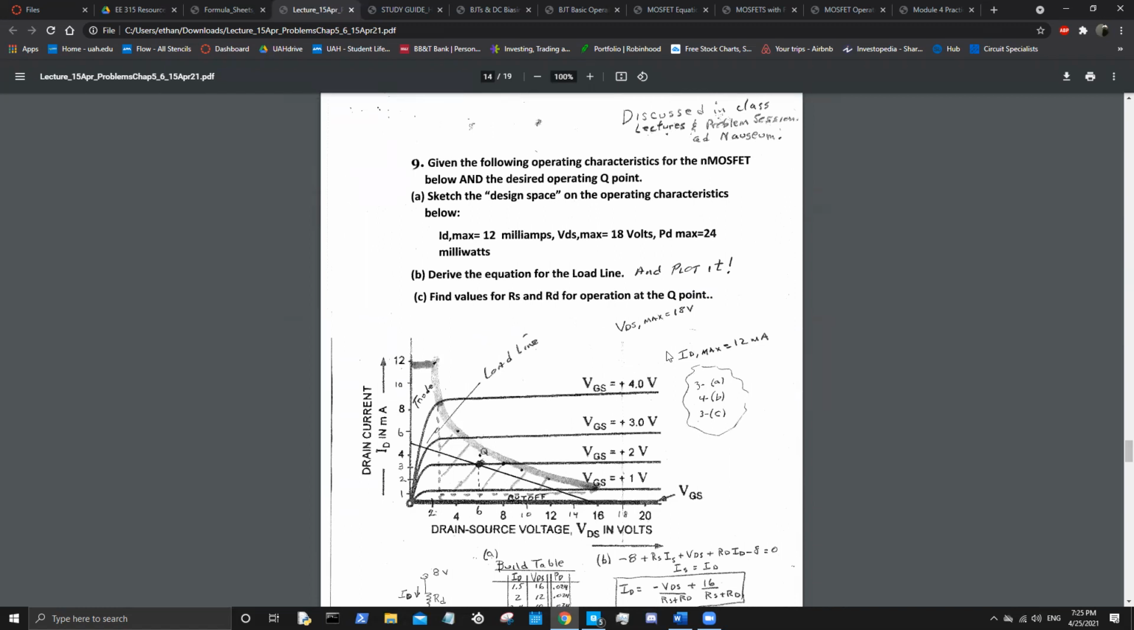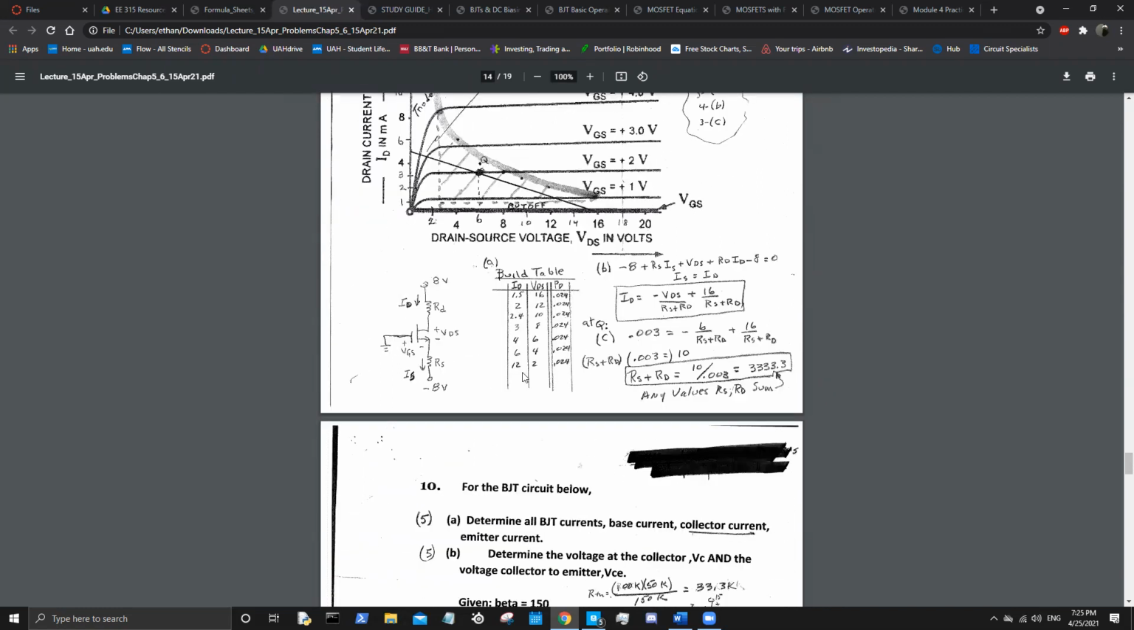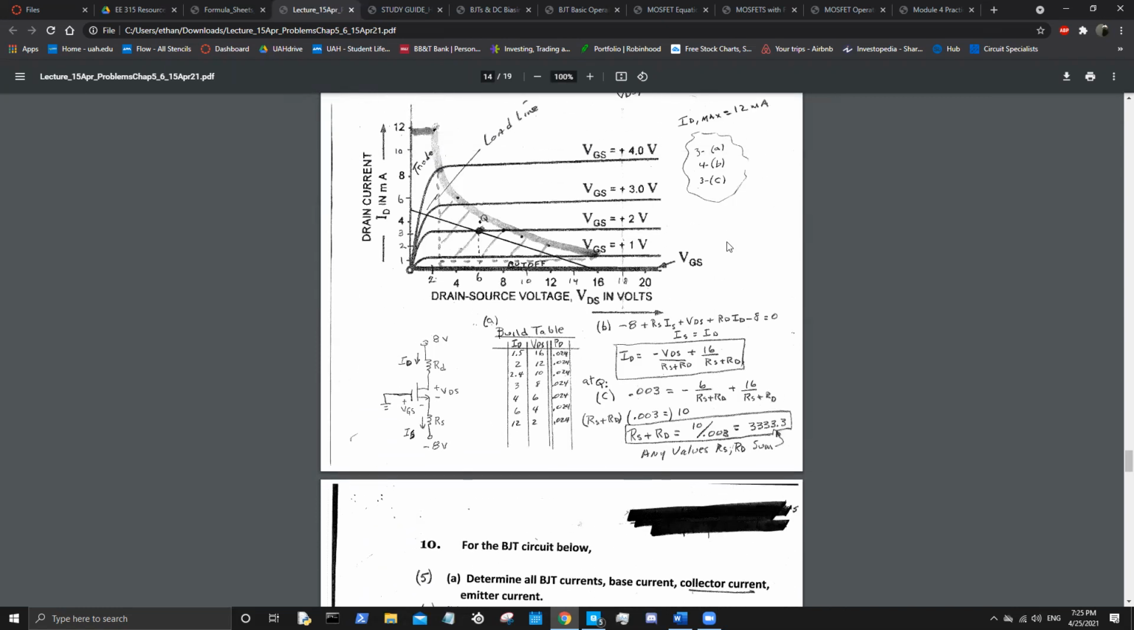All right. Number 9: given the following operating characteristics of an NMOSFET below and the desired operating Q points, sketch the design space. So what even is that? He spent 45 minutes talking about this in the lecture. I really hope this doesn't show up because I am at a loss.